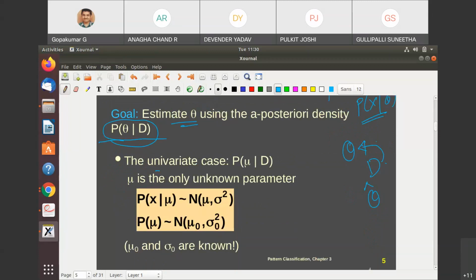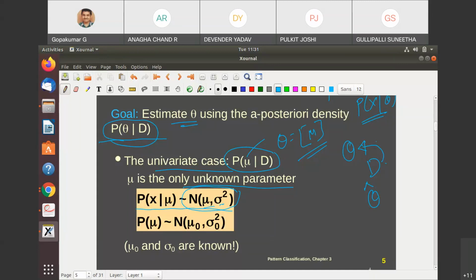Suppose we take the univariate case where mu is the only unknown parameter. That means theta consists only of the mean value, and we have to find the probability of mu given D. Mu is the only unknown parameter in this specific case. We will see the general case in the coming slides. We assume the form of the probability of x given mu, that is x given theta, is known: a Gaussian distribution with mu and sigma square as the parameters.